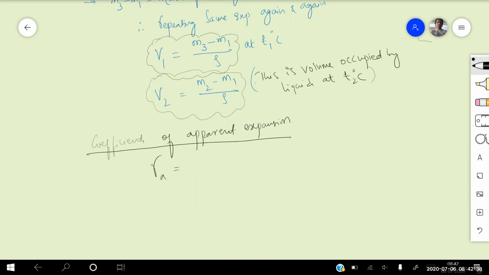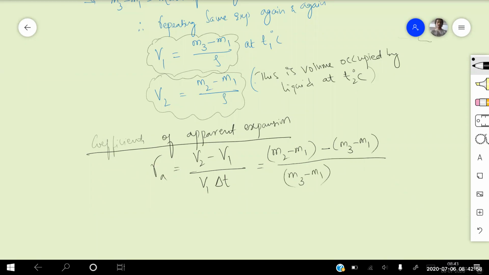Gamma apparent is equal to V2 minus V1 divided by V1 into delta T. So that will be equal to the V2 value I got right now already, M2 minus M1, minus of M3 minus of your M1, divided by, this one is V1. V1 value is M3 minus of your M1, into T2 minus of your T1.